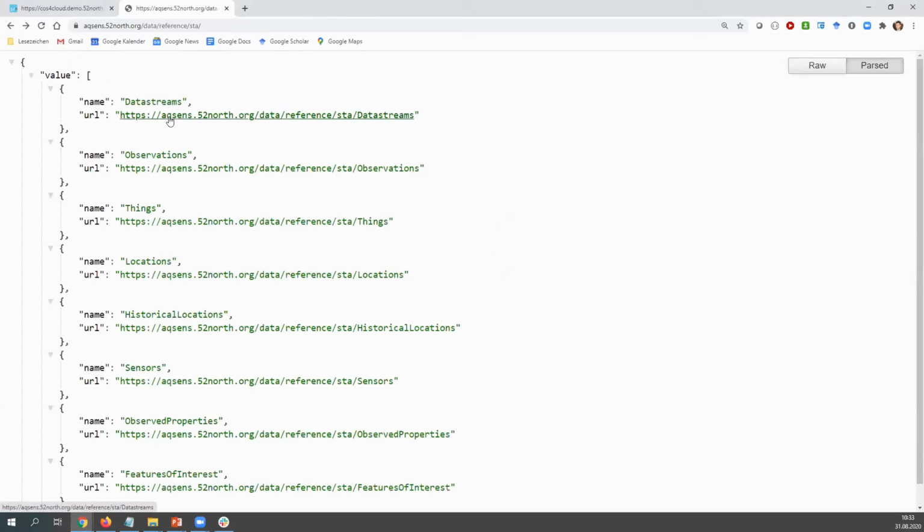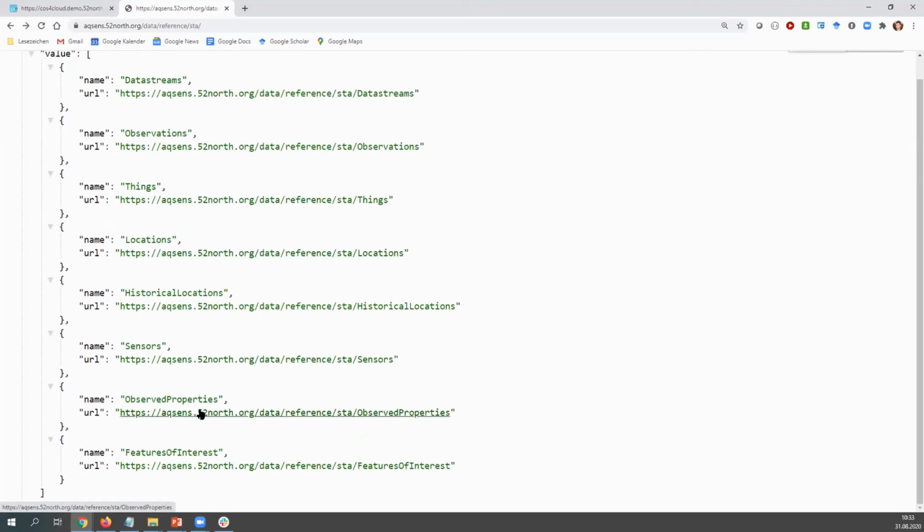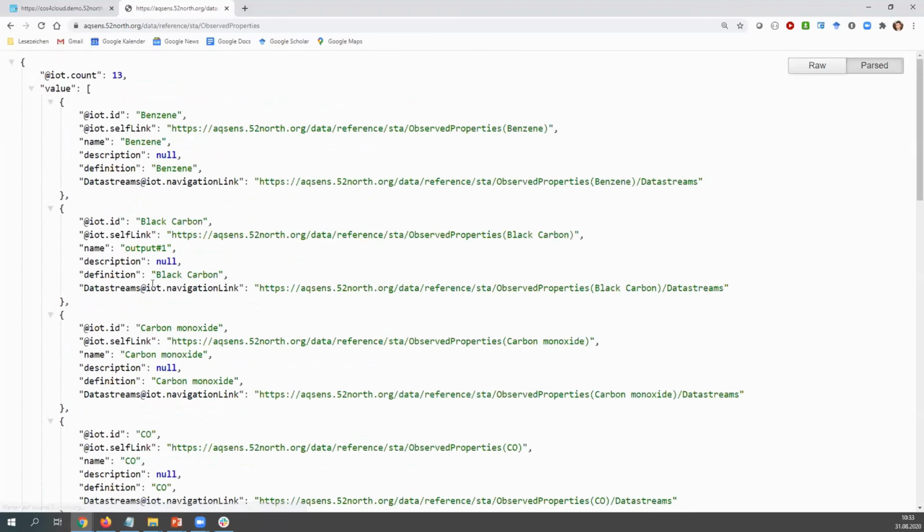What we see, if we connect to such an STA instance, is an overview of all the different entities. So this is some kind of landing page of the entities served by this STA. And the meaning of these different entities that you are seeing here is defined in the SensorThings API standard. So we have our data streams, we have the individual observations, we have the things, we have the locations, so these are the coordinates where sensors are measuring data, the historical locations, the sensors, and the observed properties, that could be, for example, interesting.